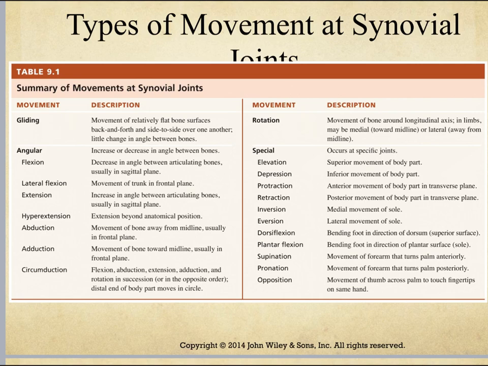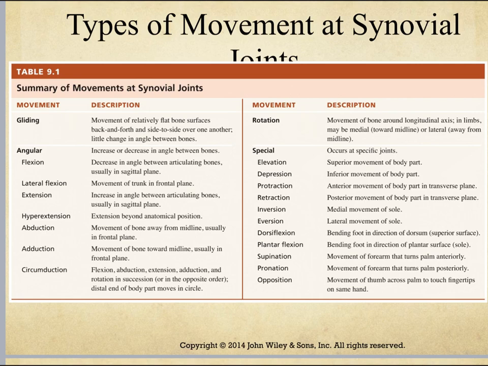Next, angular. We increase or decrease the angle between bones, like flexion or extension. Flex your forearm, bring your hand to your shoulder, flexion, extend it, move it away. Flexion is a decrease in angle between articulating bones, whereas extension is an increase in angle. Then lateral flexion, movement of the trunk in a frontal plane. Then if we hyperextend, so extend beyond anatomical position, we can hyperextend your head. If you were to look up at the ceiling, this is a hyperextension.